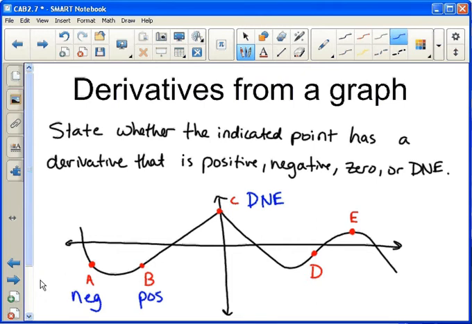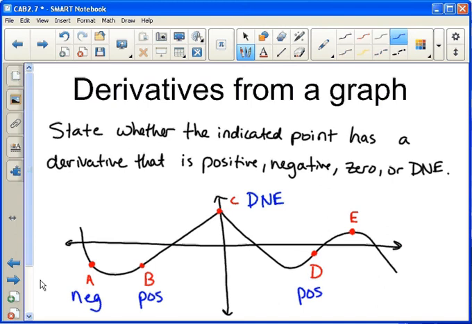Now D, to figure out the derivative, we have to think about slope. The slope at point D is increasing. The slope is heading upward. So our slope is positive, and that means our derivative is also positive.